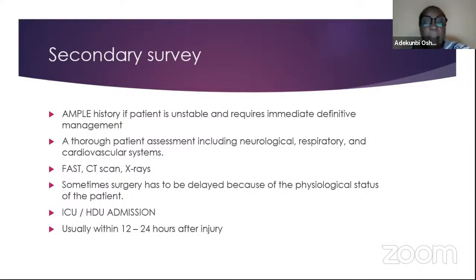Sometimes surgery has to be delayed in this patient, as I said before, to make sure that their physiological status is balanced or ascertained before they can move ahead to have surgery. Then sometimes initially patients might require ICU or HDU admission. Usually, this secondary survey should be carried out within 12 to 24 hours after injury, but that doesn't occur in our environment.